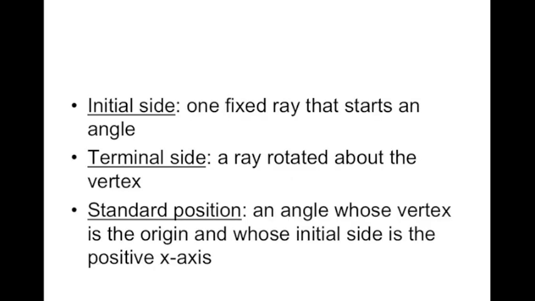So an angle has 2 sides, we've learned in geometry, and those sides are rays. We're going to call one side the initial side or the starting side, and that's fixed. It doesn't move. And then the terminal side is a side that's going to rotate around. Terminal means ending. So the terminal side is the ending side of the angle.